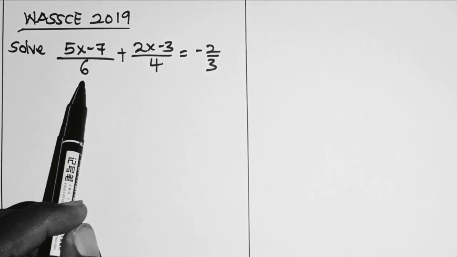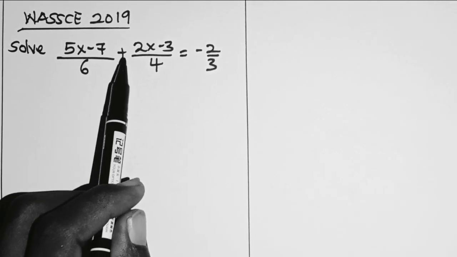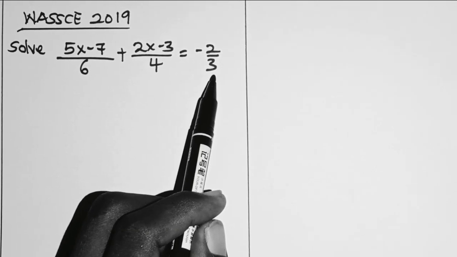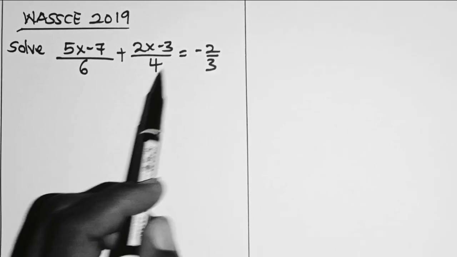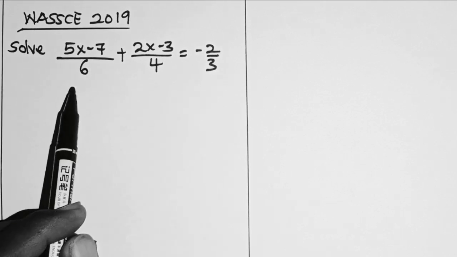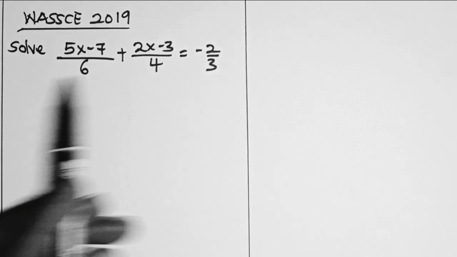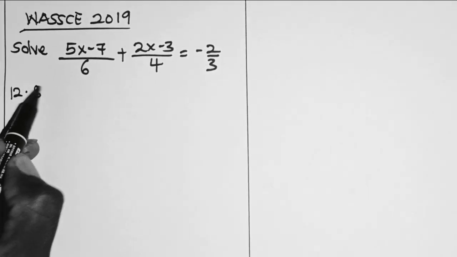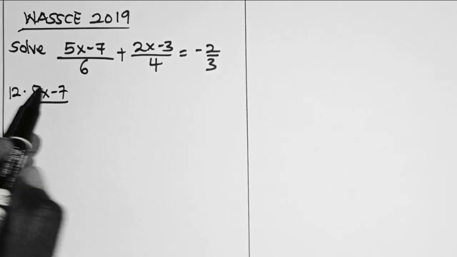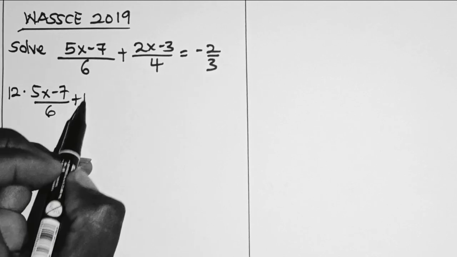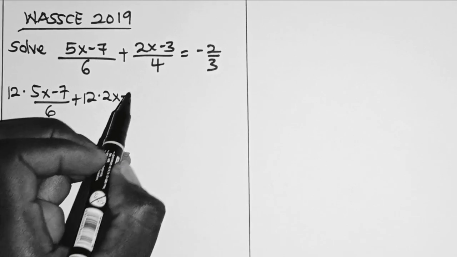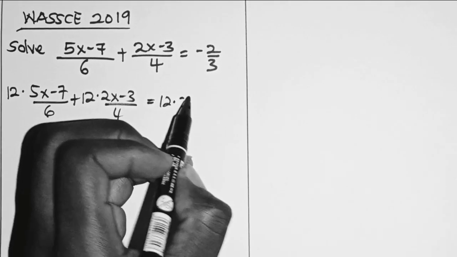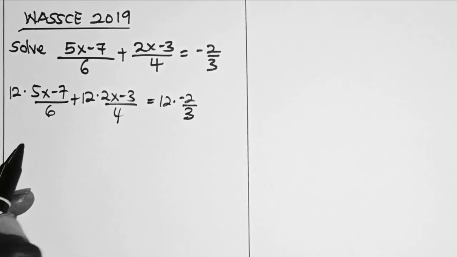Solve (5x - 7)/6 + (2x - 3)/4 = -2/3. So we have 6, 4, and then 3. The lowest common multiple of 6, 4, and 3 is 12. So let's multiply through by 12. So here becomes 12 times (5x - 7)/6 plus 12 times (2x - 3)/4, and this is equal to 12 times -2/3.